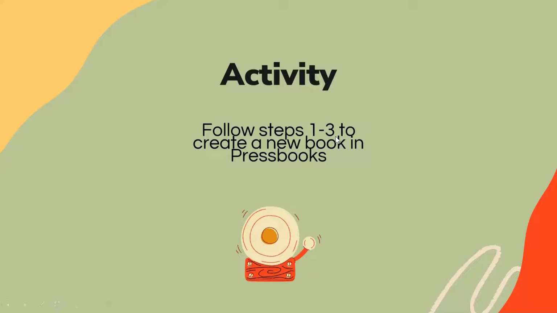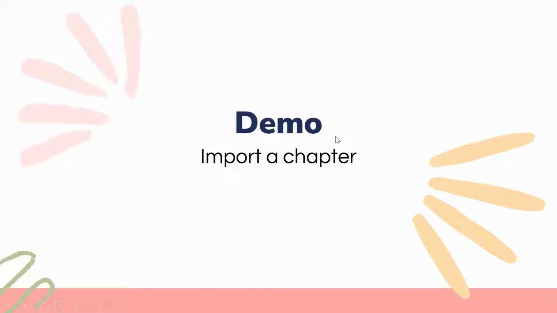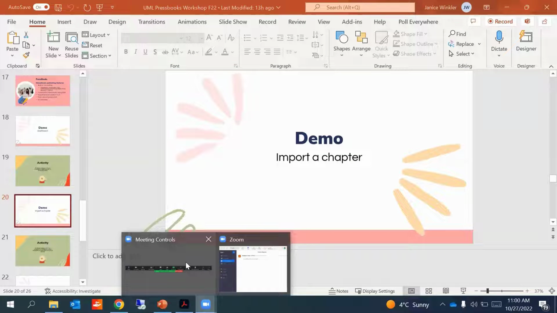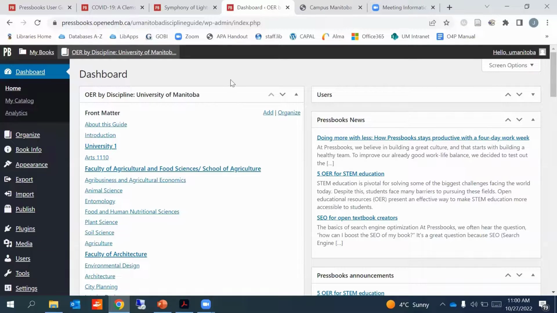So I'll just move on to the next step. What we'll do here is import a chapter, and this is covered in the next steps in the instructions. So we'll go through step 4 and then step 5 to preview what it looks like. I just want to show you really quickly, sorry, where I will click to make that happen. Okay, great.